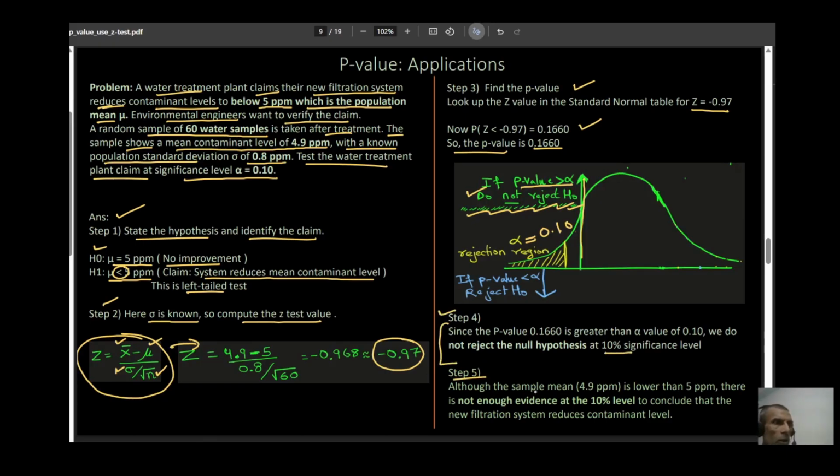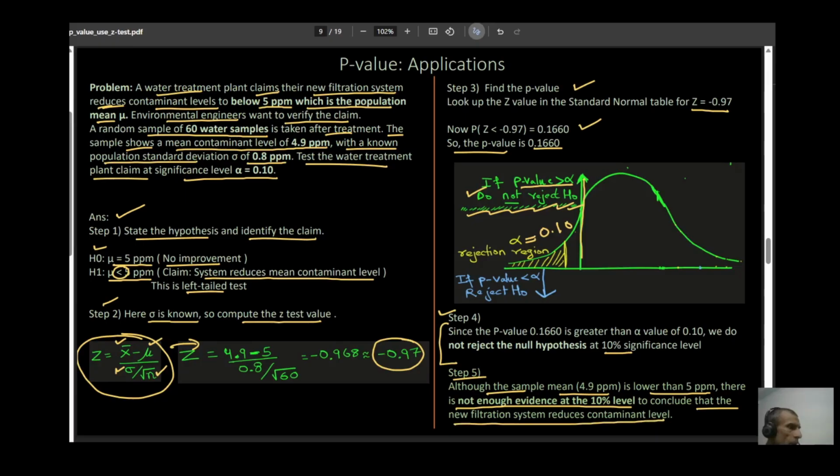Step 5, summarize your result. Although the sample mean is lower than your 5 parts per million, there is not enough evidence at the 10% level to conclude that the new filtration system reduces contaminant level.